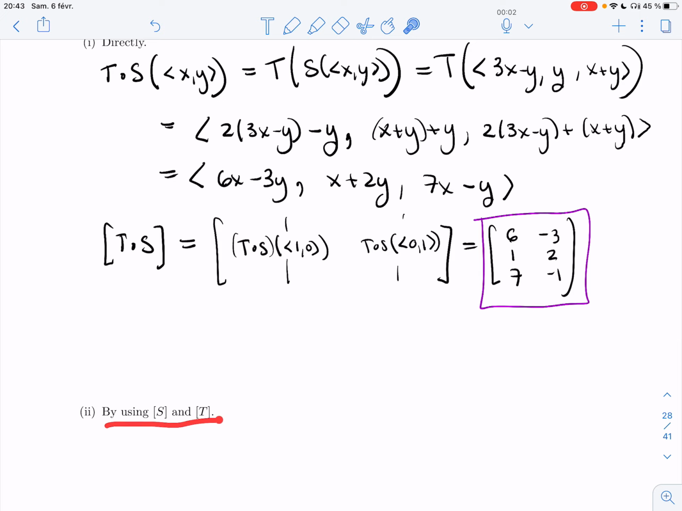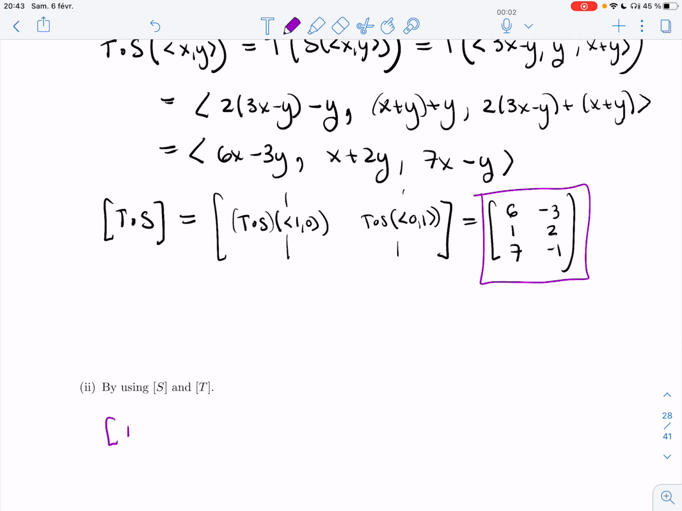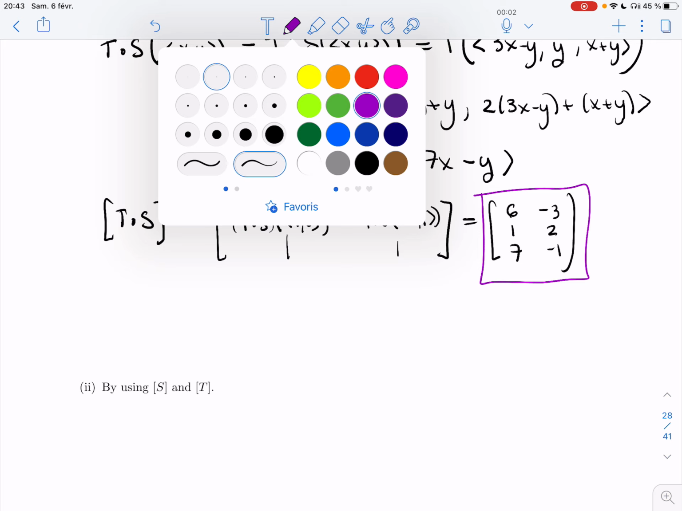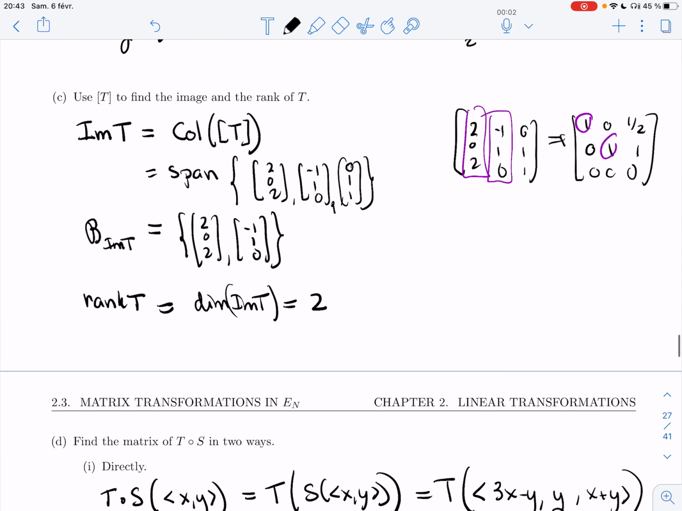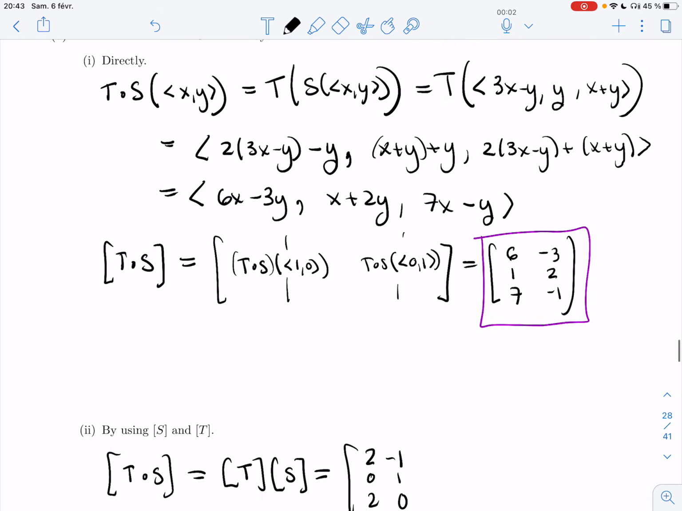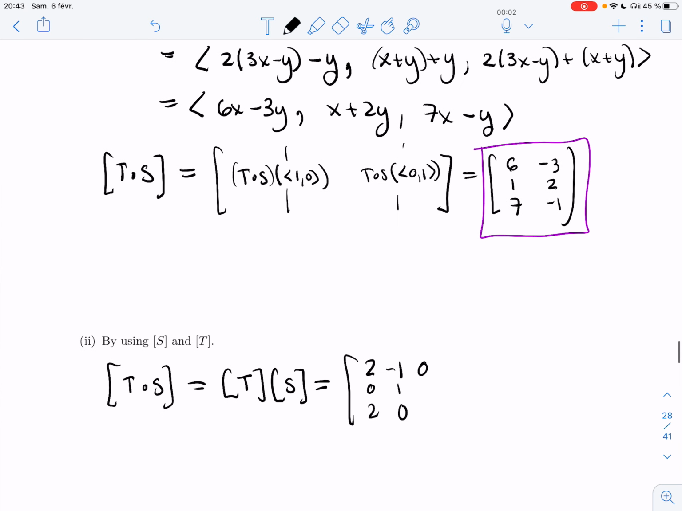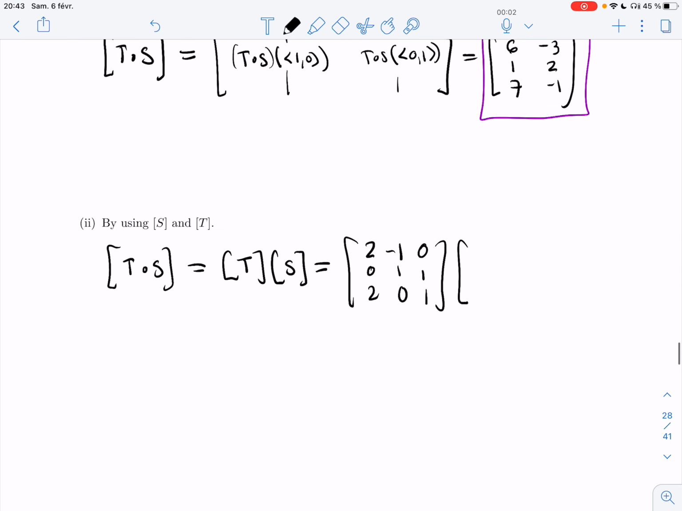All right, now I want to use the matrices that I found in part A to find the matrix of T composed with S. So we're told to take the matrix of T and the matrix of S and multiply them. All right, the matrix of T, this one: 2, 0, 2; 1, minus 1, 1; 0, 0, 1, 1. And S, I have it here: 3, 0, 1, minus 1, 1, 1.